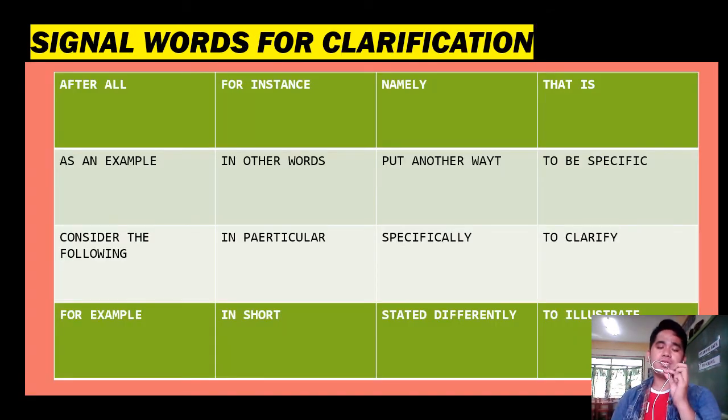So these are examples of signal words for clarification: after all, as an example, consider the following, in other words, in particular, in short, namely, put another way, specifically, stated differently, that is, to be specific, to clarify, and to illustrate.